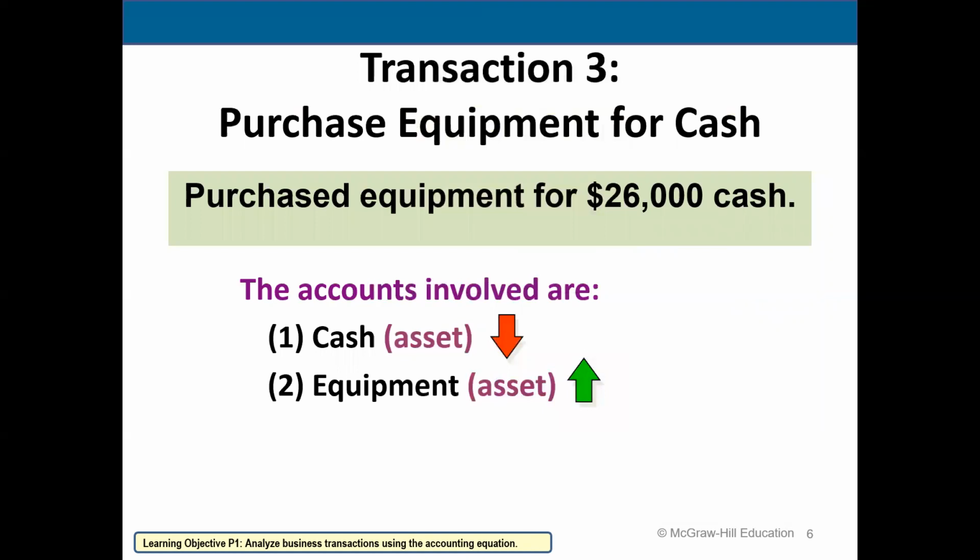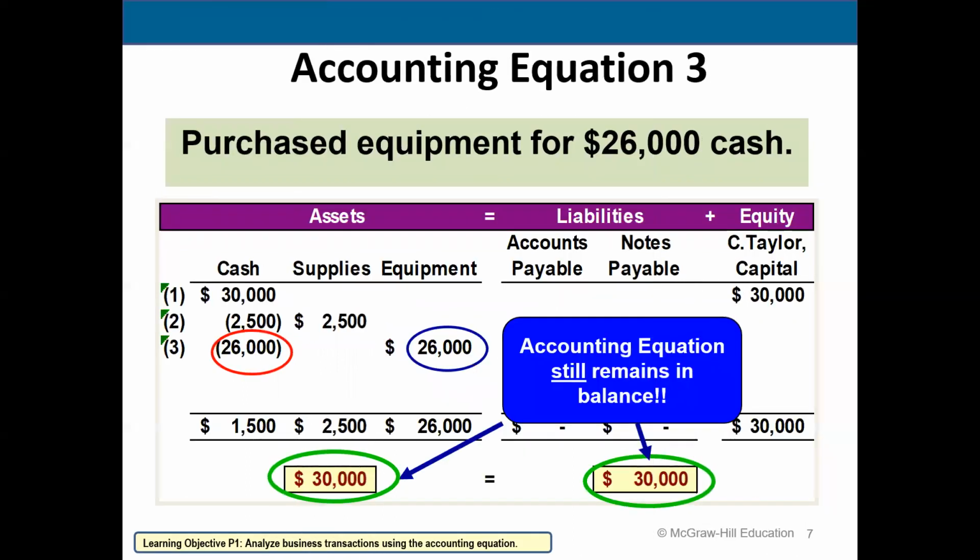Transaction 3, we purchase equipment for cash. Again, when I purchase something for cash, my cash goes down. And whatever I'm purchasing, if it's an asset, like equipment, it goes up. So on transaction 3, the cash goes down 26,000 and the equipment goes up 26,000. Still 30,000 in assets. It's just no longer all cash. We only have 1,500 in cash, 2,500 in supplies, and 26,000 in equipment. And it's still in balance, and that's important. We always have to have assets equal liabilities plus equity.